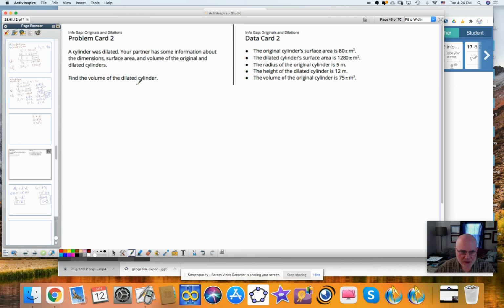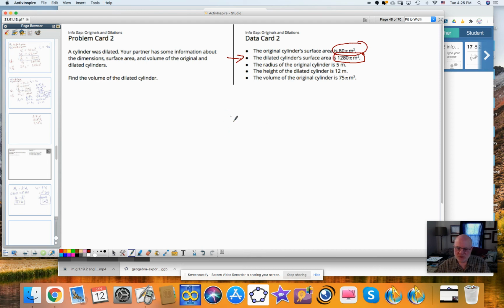Do you have the area of the dilated cylinder? Why do you need that? Well, I'm looking for the volume, and if I knew the area of the dilated and the original, then I could find the scale factor, and maybe I could figure out what it's going to be. I have that information. That information is 1280 pi. Okay. What specific information do you need? Do you have the surface area of the original? Why do you need the information? Well, I've got the dilated version's surface area. If I knew the other one, I could figure out the scale factor. I have that information, and it is 80 pi.